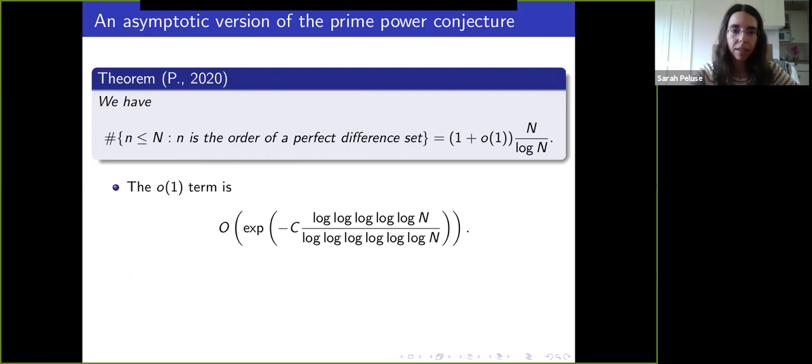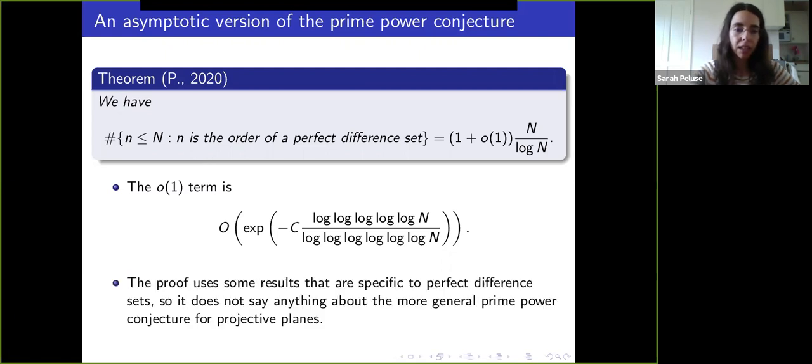But you might be wondering, can I say anything about the more general prime power conjecture for finite projective planes? And the answer is no, well, at least not yet. My proof uses a lot of results that are just for cyclic projective planes, and I don't know how to generalize this to more general projective planes. I'd be interested if anyone could.